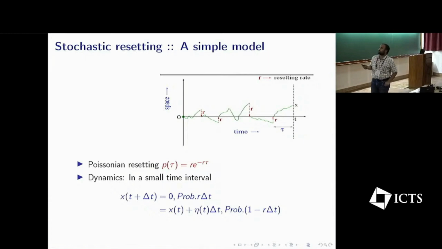Before I start with applying resetting, I will give a brief introduction. This is a diffusion process, and at some point of time there is a reset rate and the particle comes back to the original position or some resetting position. Let's say here it is 0, and the reset times are taken from a Poissonian distribution. This is the simple dynamics: it goes to 0 with probability r delta t, and with probability 1 minus r delta t it follows simple diffusion.